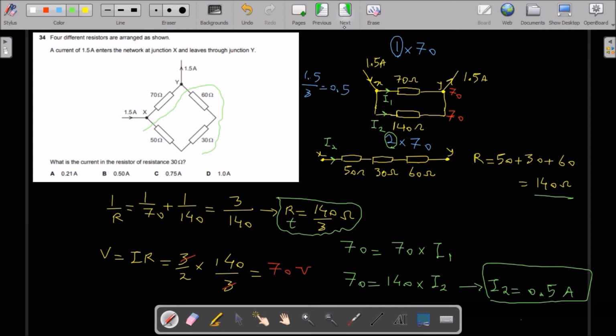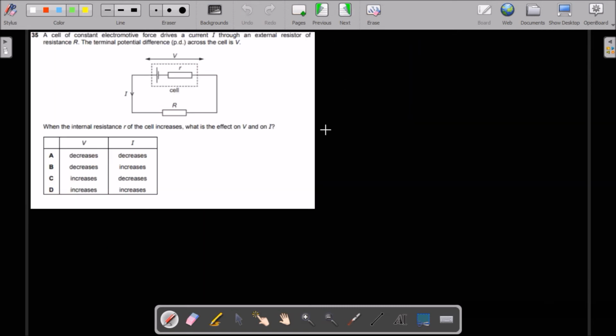Question 35. A cell of constant electromotive force drives a current I through an external resistor of resistance R. The terminal potential difference across the cell is V. When the internal resistance of the cell increases, what is the effect on V and on I? Okay.